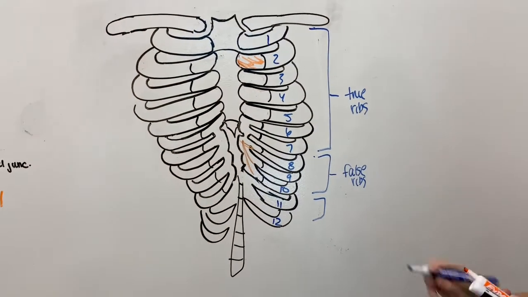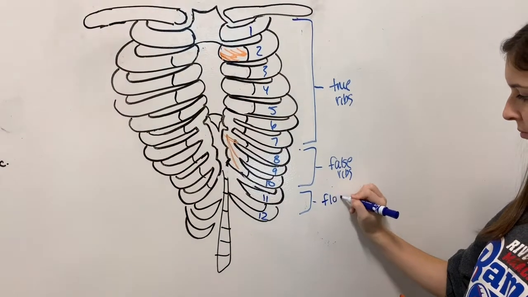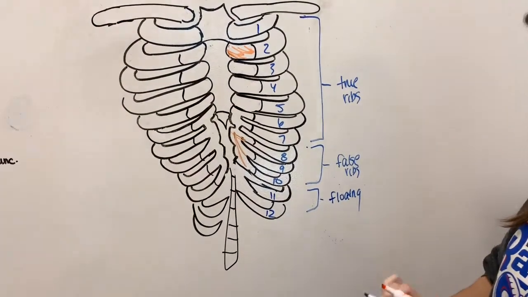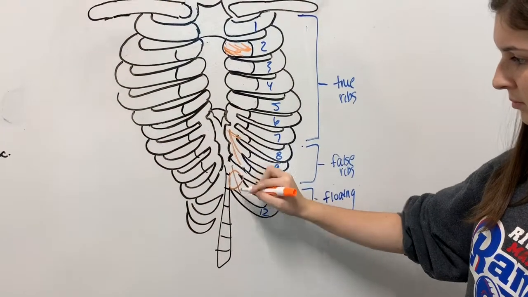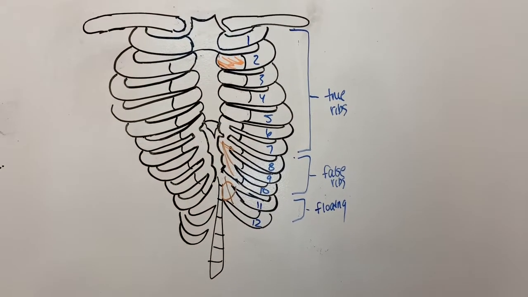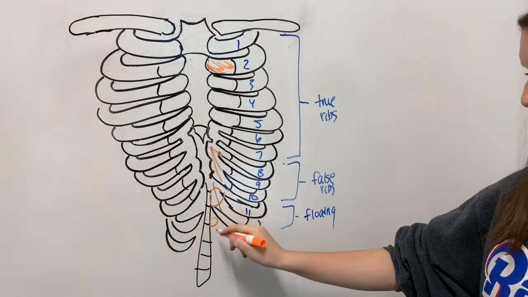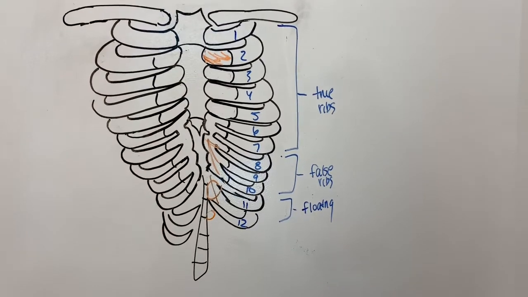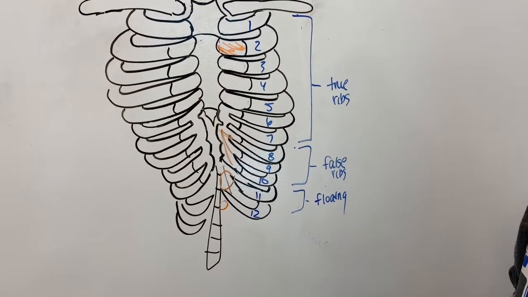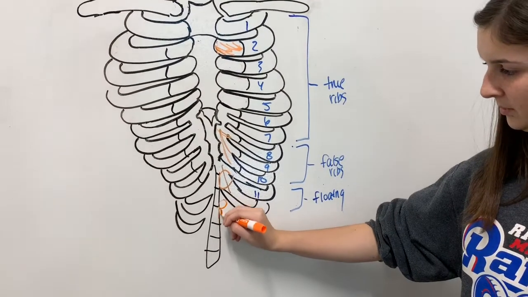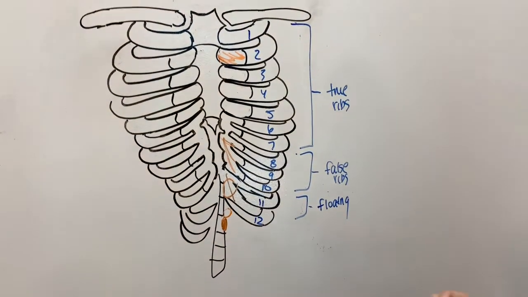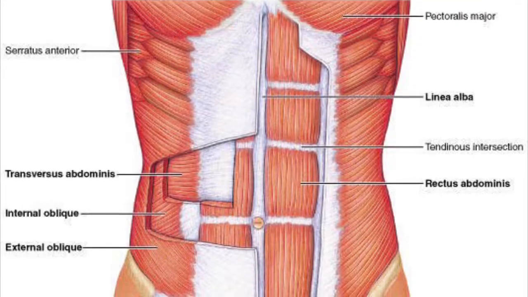The third and final type of ribs are floating ribs, which do not encompass the entire chest, and they only articulate with the vertebral column. Each of the 12 thoracic vertebrae has costal facets, which are small indents where the 12 ribs connect through costovertebral joints. Now onto the muscles of the thorax.